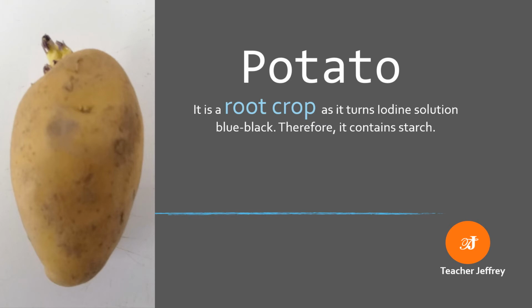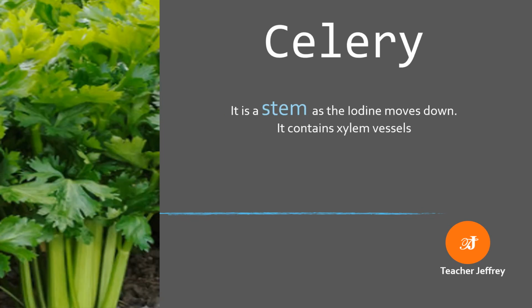A potato is a root crop because it contains starch, while celery is a stem as it contains xylem vessels, as the iodine moves down.